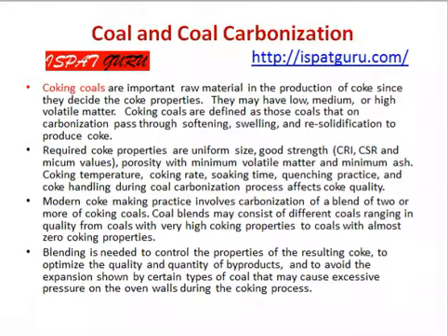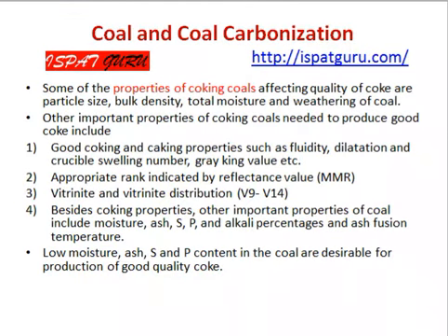the coking process. Some of the properties of coking coals affecting quality of coke are particle size, bulk density, total moisture and margin of coal. Other important properties of coking coals needed to produce coke qualities are coking properties such as fluidity, dilatation and crucible swelling number, Roga index value, etc. Rank is indicated by the reflectance value MMR. Vitrinite and vitrinite distribution V9 to V14.